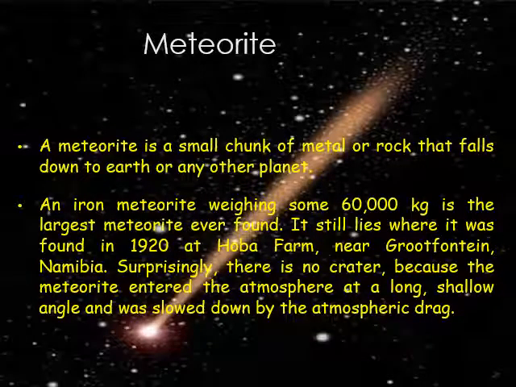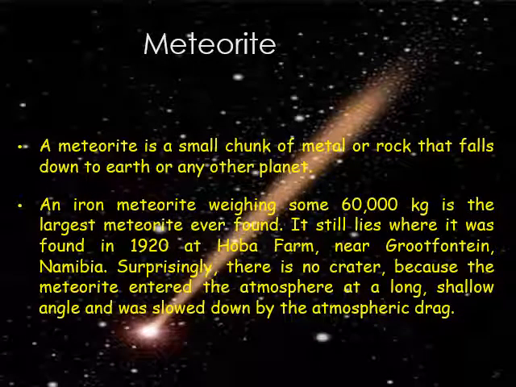Meteorite. A meteorite is a small chunk of metal or rock that falls down to Earth or any other planet. An iron meteorite weighing about 60,000 kg is the largest meteorite ever found. It still lies where it was found in 1920 at Hoba Farm near Grootfontein, Namibia. Surprisingly, there is no crater because the meteorite entered the atmosphere at a long, shallow angle and was slowed down by atmospheric drag.